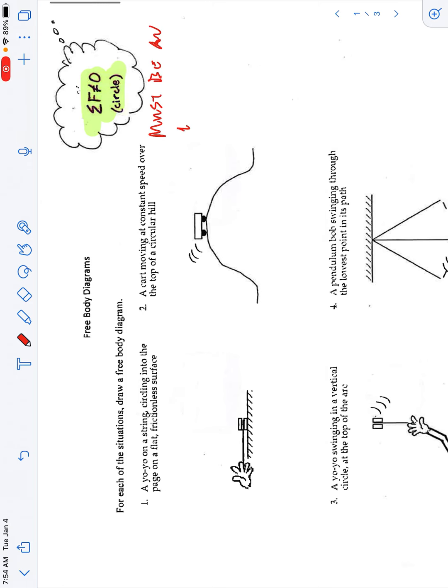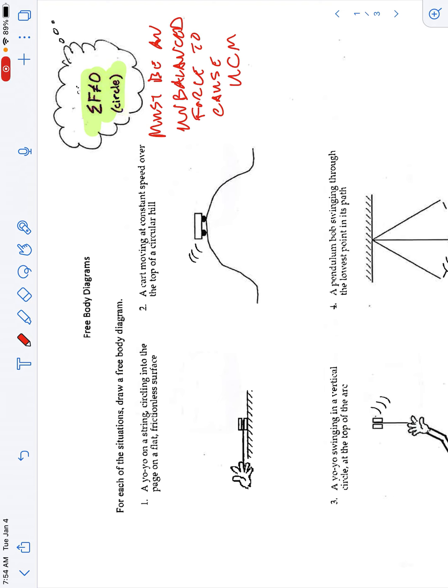Here's the deal. The sum of forces equals 0 in a circle. What does that mean? What that means is there must be an unbalanced, uncanceled out force to cause circular motion, uniform circular motion. And that's because it's an acceleration, right? So what we're going to do is use force diagrams to figure out what kind of forces are present on each of these objects, and then figure out which one of them is causing it to go in circles. So let's get started with this very first one.